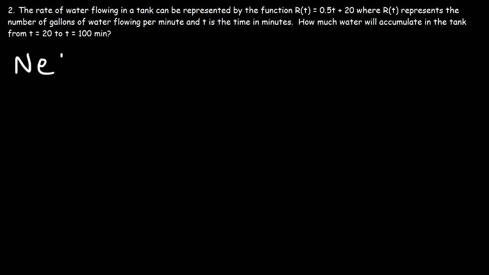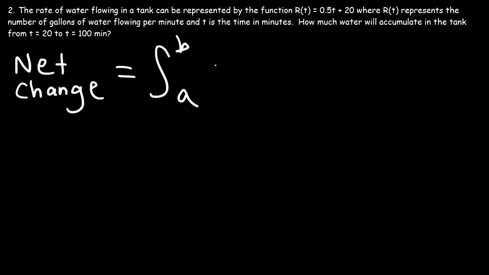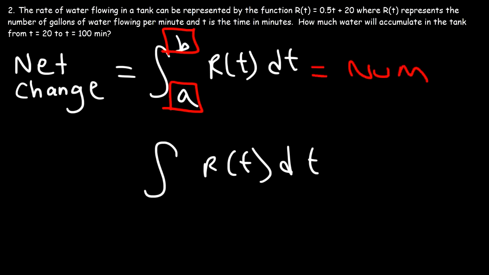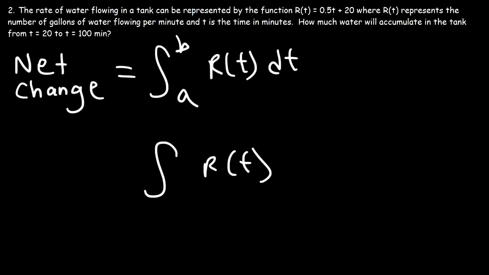Now we can calculate the net change in the volume of water using a definite integral from a to b of the function r of t dt. The difference between a definite integral and an indefinite integral is that a definite integral has the lower limit and the upper limit, and it gives you a number. Whereas the indefinite integral, which is on the bottom, gives you a function. It doesn't give you a number. So make sure you understand that key difference between definite integrals and indefinite integrals.